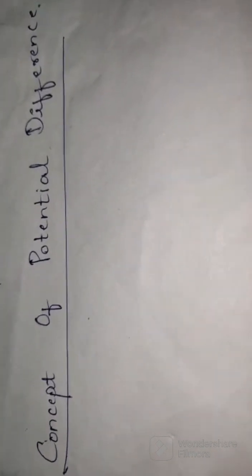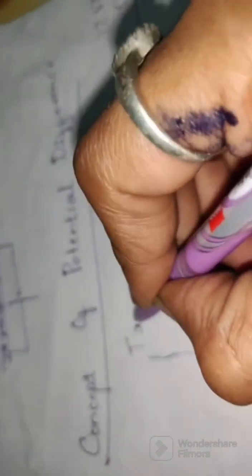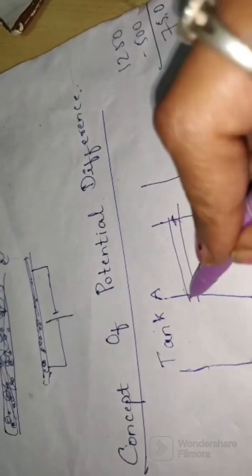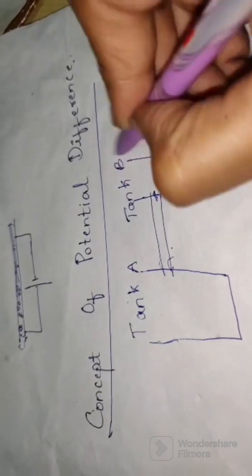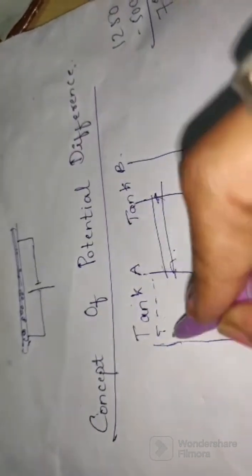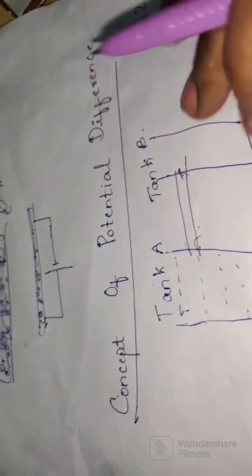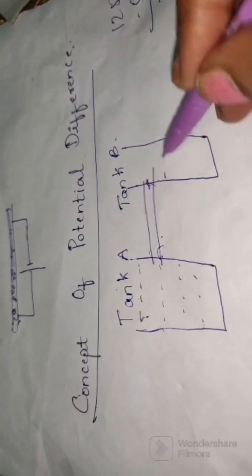Next, we are going to study the concept of potential difference. Let's consider an example of water flow. How does water flow from a higher level tank to a lower level tank? Let's consider two tanks, tank A and tank B. There is a pipe connection, and it's open, not closed. The gate is open. Tank A has a higher water level. In tank B we have a lower level of water.